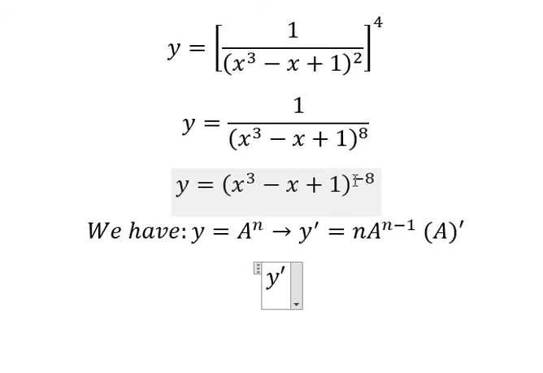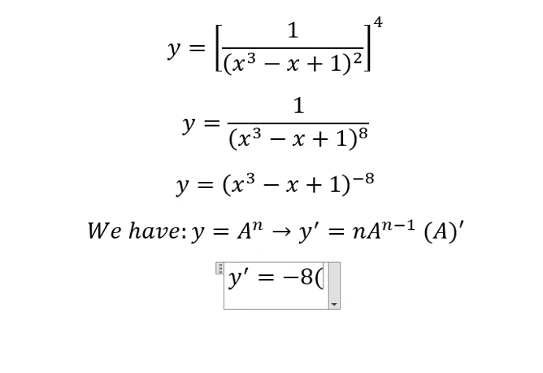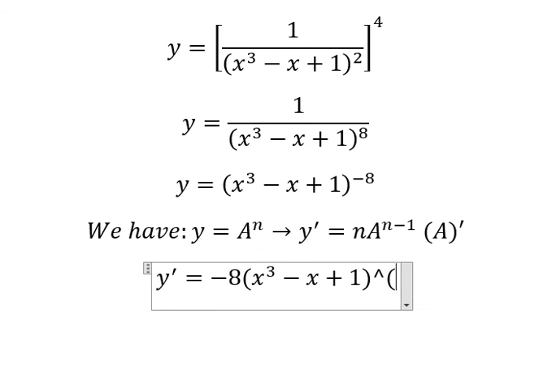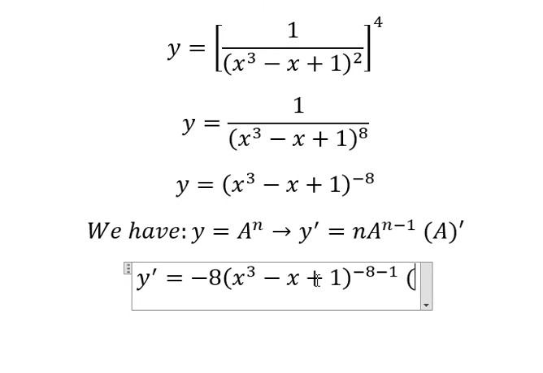So, negative a, that's about n. So we got n in here. 8, that is about this one, to the power of negative a minus 1. And later that we do first derivative of this one in here.